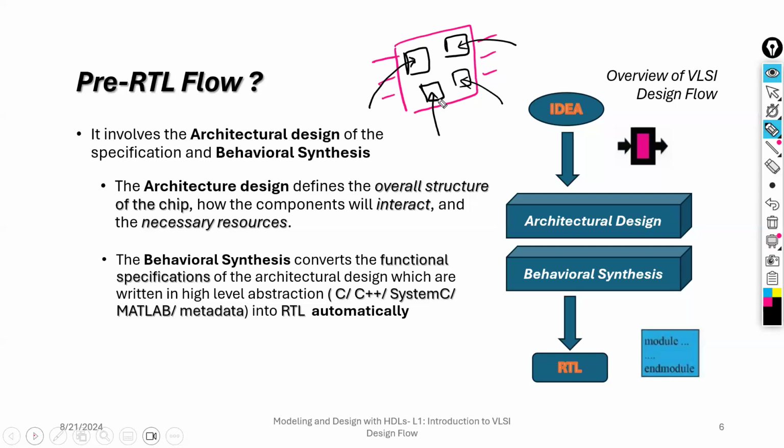It is an automatic process. That means the design will be available in the form of SystemC, or C, or C++. We have to give that code to the behavioral synthesis tools that are available, for example, high-level synthesis. From Xilinx, we can use HLS. HLS is a tool used to convert the high-level abstraction into RTL code. It is an automatic process.